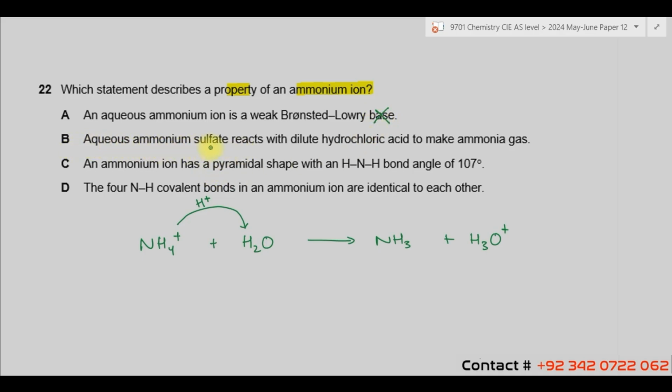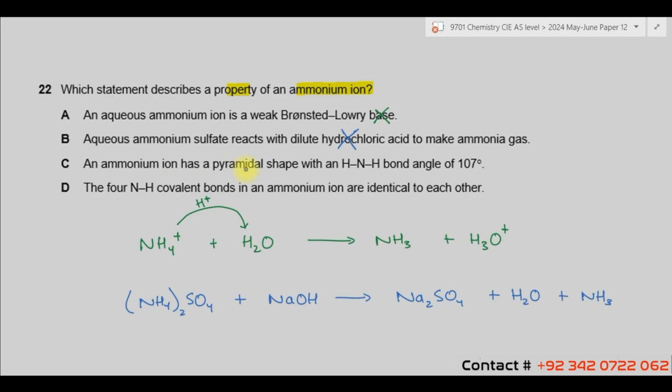Part B, aqueous ammonium sulfate reacts with dilute HCl to make ammonia gas. Now ammonium sulfate is an ammonium salt. You can take any ammonium salt and react it with an alkali or a base to form ammonia. So we have salt, water, and ammonia. So we need a base.